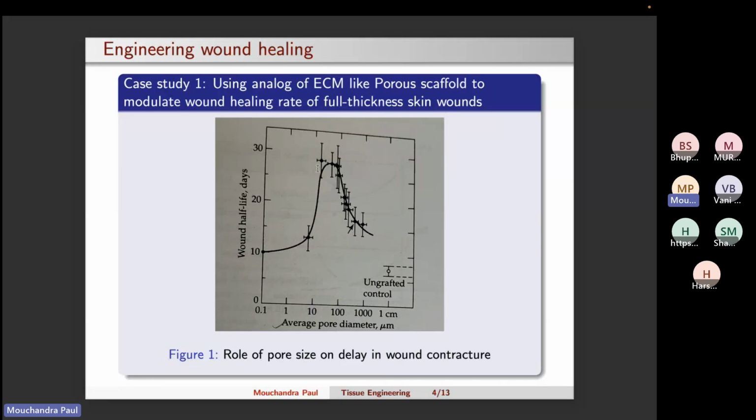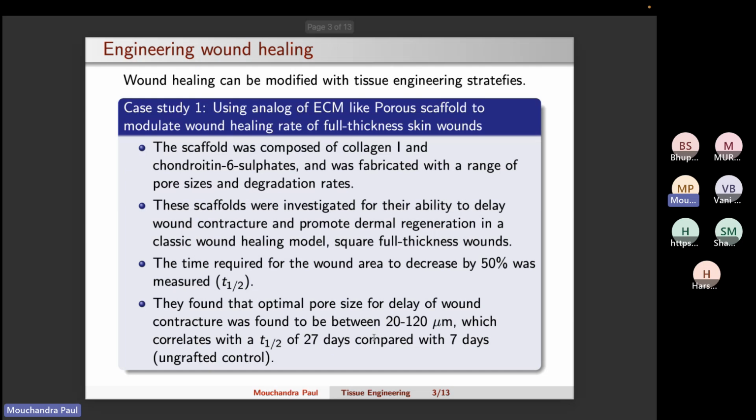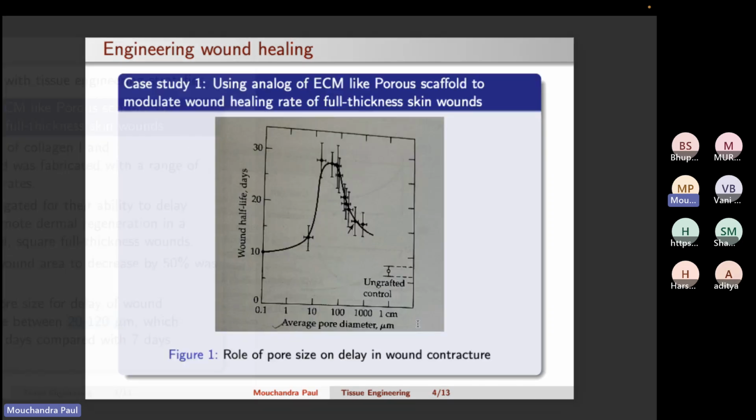So this line which I said, that the optimal pore size of 20 to 120 micron, this is the pore size range. Scaffolds with this pore size range showed a wound half-life of 27 days. Meaning it took 27 days for at least 50% of the wound area to get covered, right? So this is how much the wound contracture has been delayed.